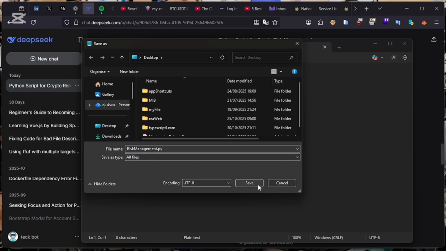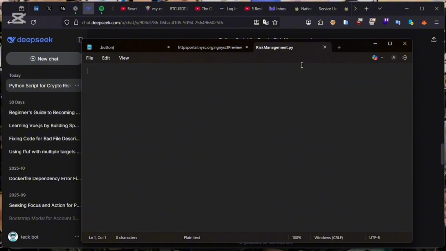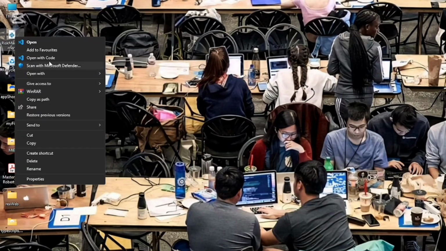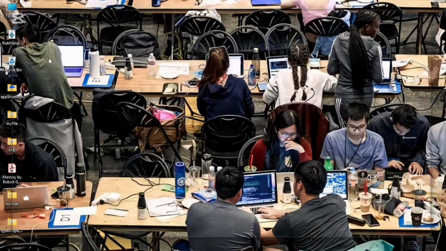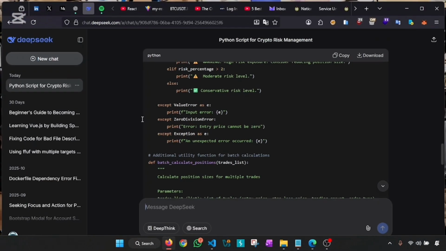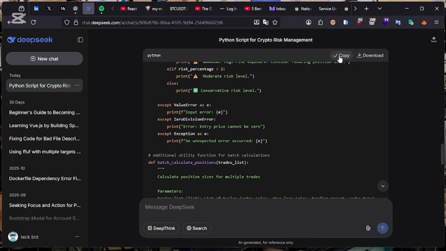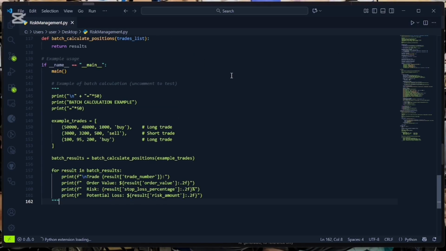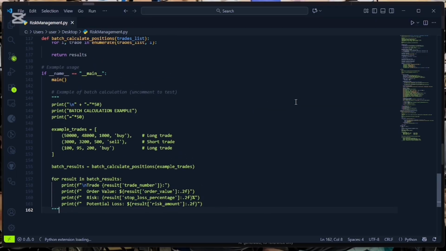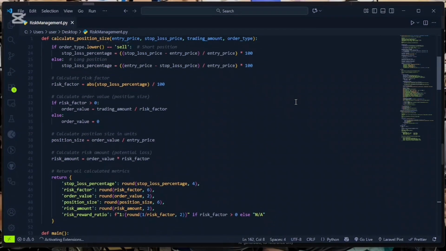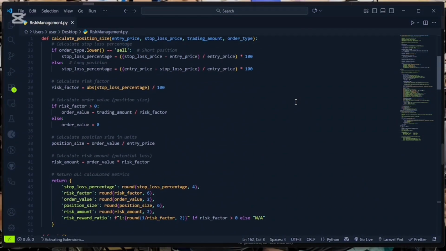That's what helped me decide to write a script to automate the process. So I open my AI, DeepSeek, and type my prompt on what I want: to do calculation to find those stop loss percentage and my order value.